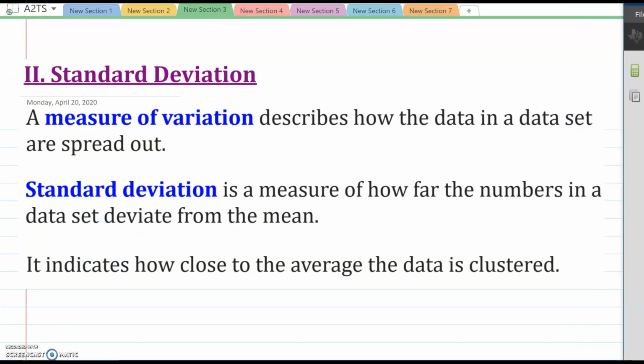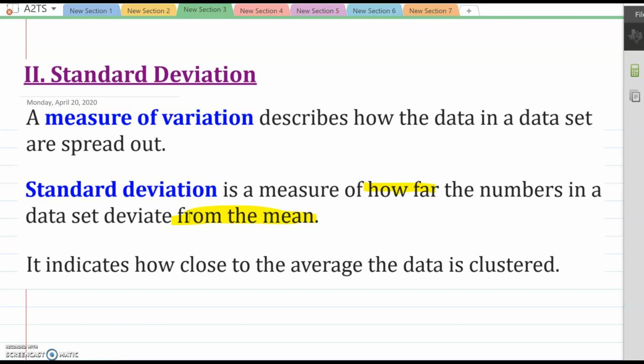Now, for our purposes today, let's just briefly talk about how standard deviation is a measure of the variation, or how spread out the data is in the data set. Your standard deviation specifically measures how far the numbers in the data set deviate from the mean. So it's going to be how far from the mean your numbers tend to be, or how close to the average the data is going to be clustered.